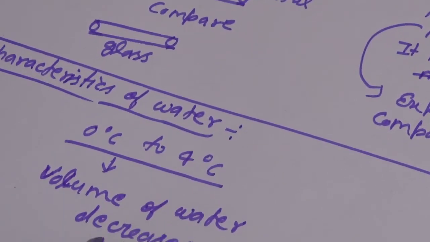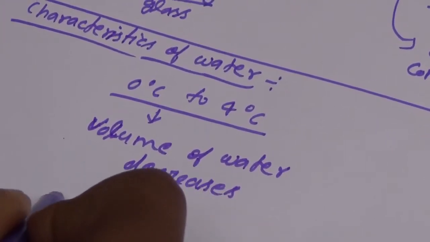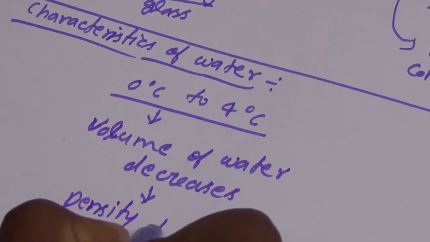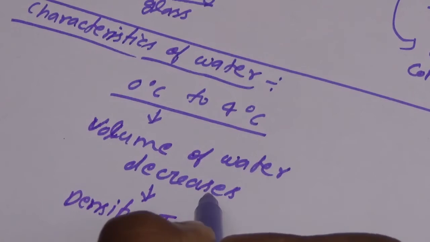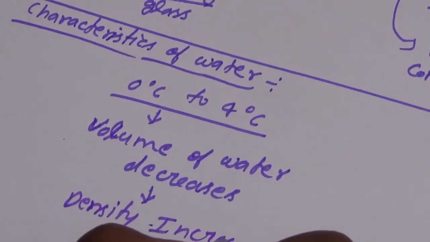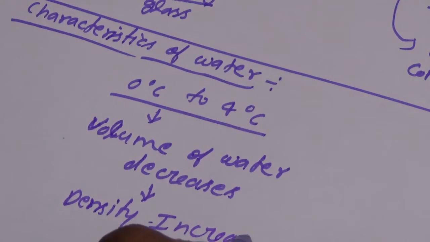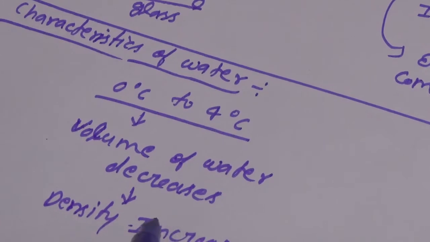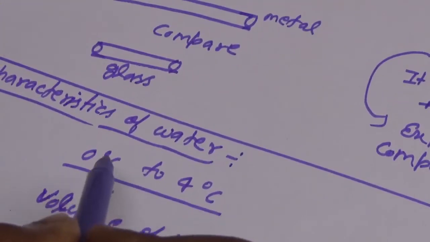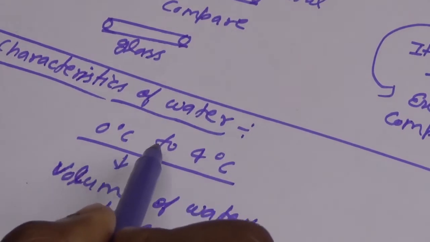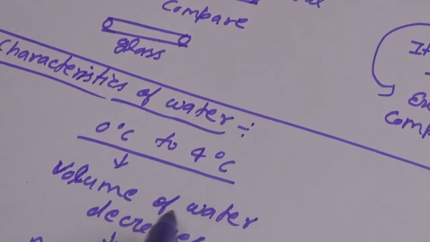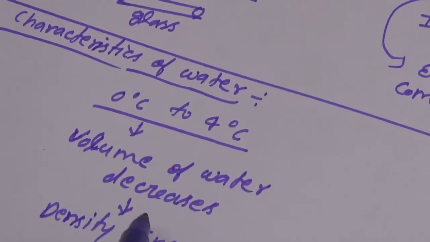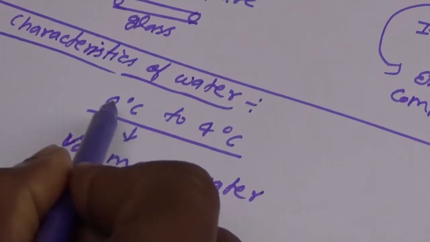Hence, if the volume of water decreases, then very easily we can say density increases between this temperature, 0 degrees Celsius to 4 degrees Celsius. Density increases. Here we want to revise this concept. We have told you that between 0 and 4 degrees Celsius, the volume of water decreases, and hence we can say very easily density increases. If volume decreases, density increases between this temperature.